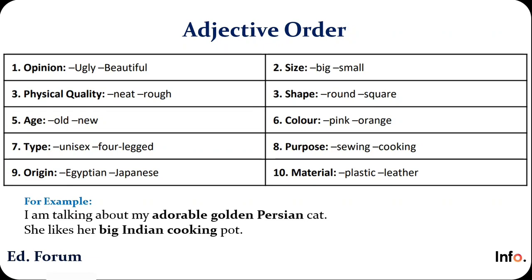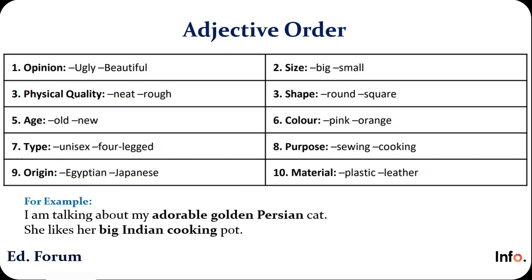For example, I'm talking about my adorable golden Persian cat. Wow. Adorable is my opinion, which is also called an adjective. Golden is a color and Persian is the origin, right? So we can use three adjectives in one sentence. How posh is this?